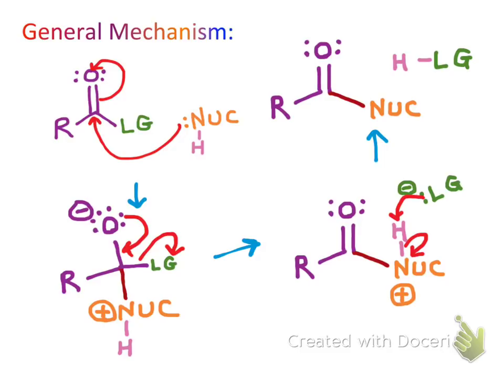And again, it comes down to 3 key steps. First is the attack on the carbonyl, and the electrons jumping up onto the oxygen. Next, we have the electrons from the oxygen collapsing back in to form the carbonyl again, and the leaving group leaving. And then finally, we have a proton transfer reaction that takes place to give us our more stable products. So let's look at a few specific examples and predict the products based off of this.